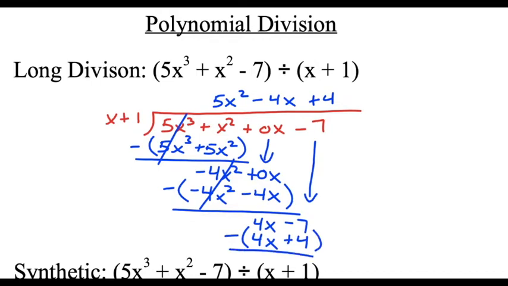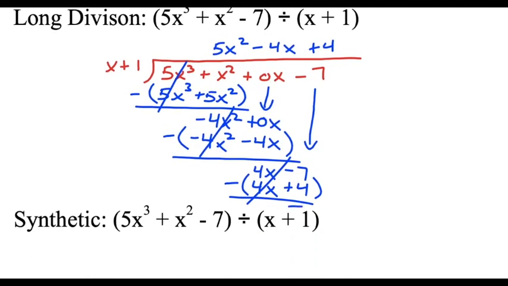You go to subtract. Negative 7 minus 4, negative 11. What's negative 11 called? A remainder. Remember what to do with the remainder? You could write it as plus negative 11 over x plus 1 or minus 11.